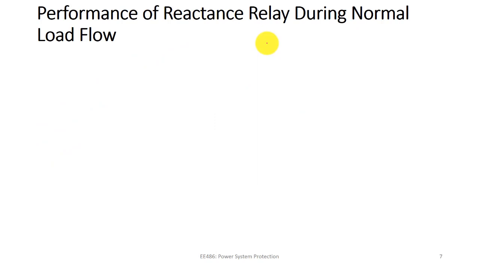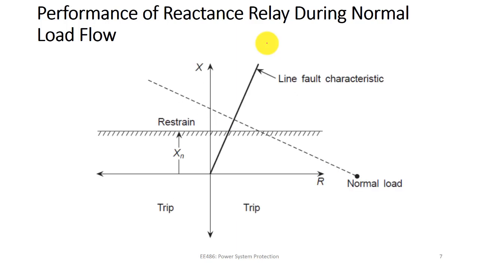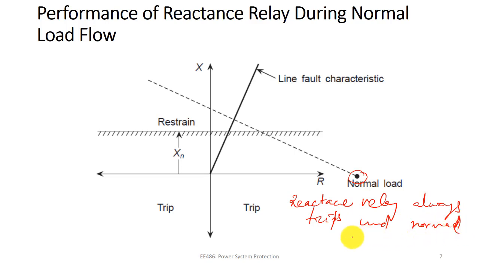Now we'll see the performance of the reactance relay during normal load flow condition. Under normal load flow condition, as we already have discussed in the case of impedance relay as well, the impedance seen by the relay will be just a little bit capacitive, and it lies close to the R axis, right? And because of that it lies in the trip region, as we can see from here. So under normal load condition, your reactance relay always trips, right? So how to avoid this condition?